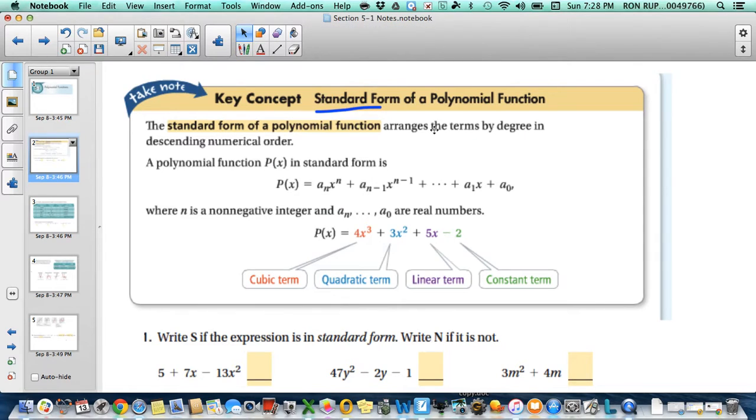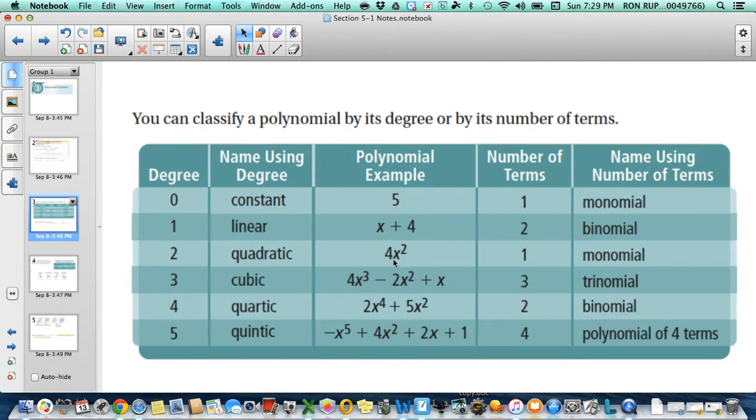That doesn't mean ax squared plus bx plus c. Standard form of a polynomial means that you're going to put them in order from biggest exponent to smallest exponent. So 3, 2, 1, 0. That's the form you want to put it into. That's standard form. So just start getting in the habit of putting all of your polynomials in order from biggest exponent to smallest exponent.